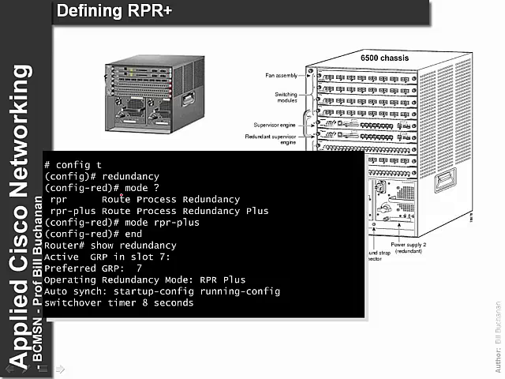We can use route processor redundancy, or we can use route processor redundancy plus. RPR Plus gives us a much faster switchover when our main supervisory engine fails. So in this case we say mode RPR plus, and that defines RPR plus, and then when we show our redundancy it should confirm that we're running on RPR plus. We can see here the switchover time is 8 seconds.